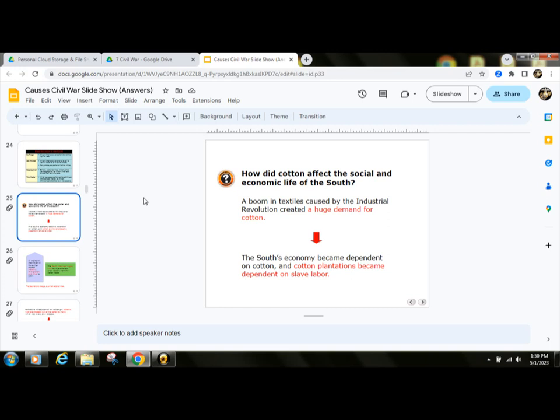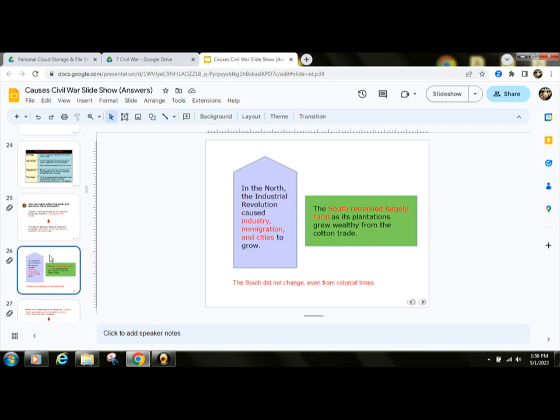A boom in textiles, that means clothing, caused by the Industrial Revolution, created a huge demand for cotton. So again, as the country is growing, there's a high demand for textiles or cotton. The South's economy became dependent on cotton, and cotton plantations became dependent on slave labor. Whereas back in Jamestown in 1607 and onward, tobacco was a lifesaver for the colony of Virginia, now we're seeing that cotton is going to be the crop of the South.